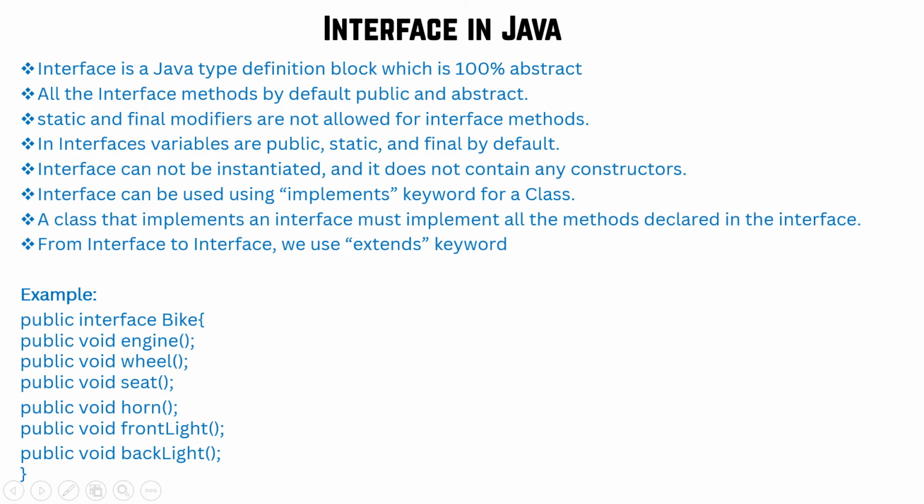An interface is used with the implements keyword instead of the extends keyword. So there are three things: one is class, one is interface. Class to class uses the extends keyword. Interface to interface also uses the extends keyword. Plus, class to interface will use the implements keyword. Please make a note: a class that implements an interface must implement all the unimplemented methods declared in the interface. From interface to interface, you can use the extends keyword.